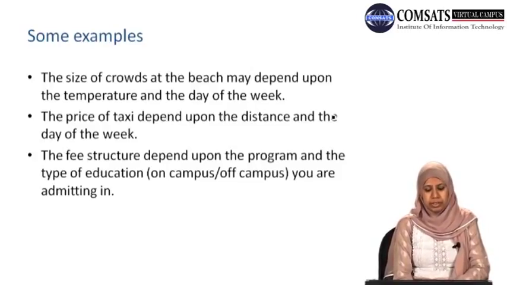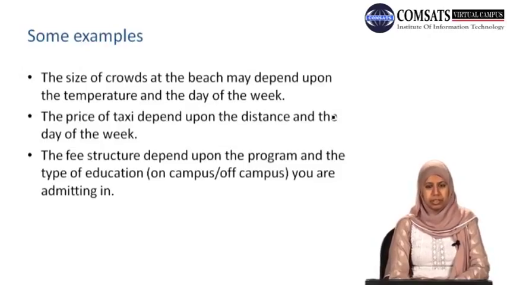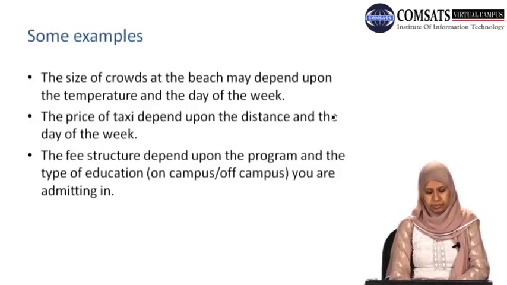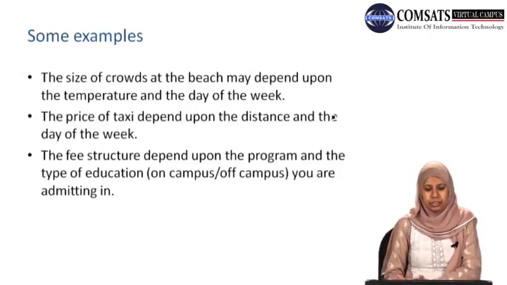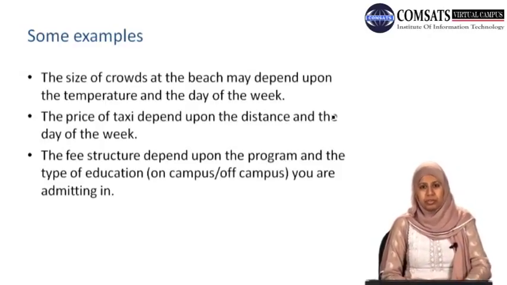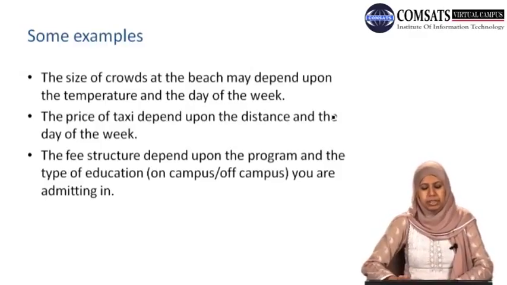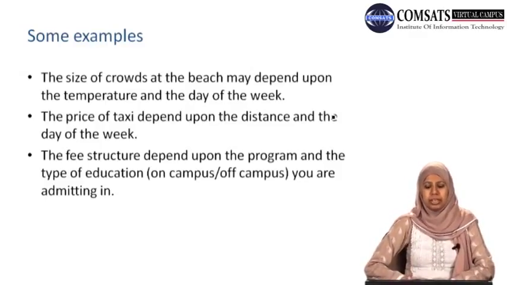In our second example, the price of a taxi depends upon the distance and the day of the week. That is, the output, which is the price, depends upon two inputs, which are the day of the week and the distance covered. Similarly, the fee structure depends upon the program and the type of education, whether the education is on campus or off campus. That is, the output, which is the fee structure here, depends upon some type of rule. The rule depends upon some values of input, which are the type of education and the program you are admitting in. Similarly, in the previous example, the price is the output depending upon the two inputs, that is the distance and the day of the week.